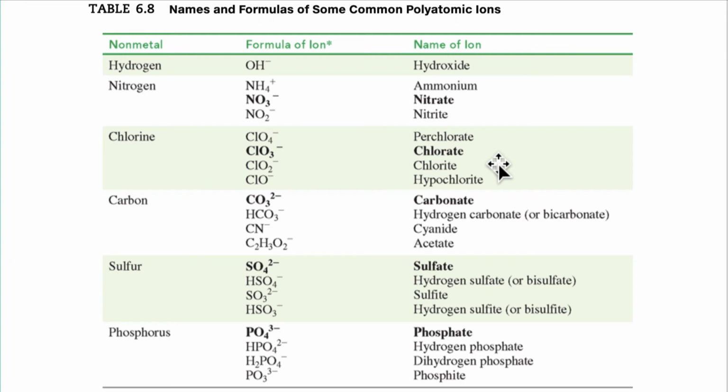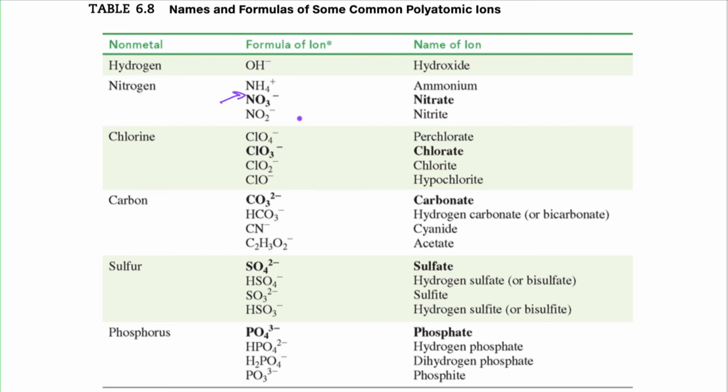Most common ones are in bold. One thing to know about these polyatomic ions is that they are essentially molecular compounds that happen to carry a charge, typically a negative charge. There's one here with a positive charge, ammonium. So for example, let's take nitrate and break it down a little bit. These four atoms are held together with covalent bonds, and overall they are carrying a single negative charge.